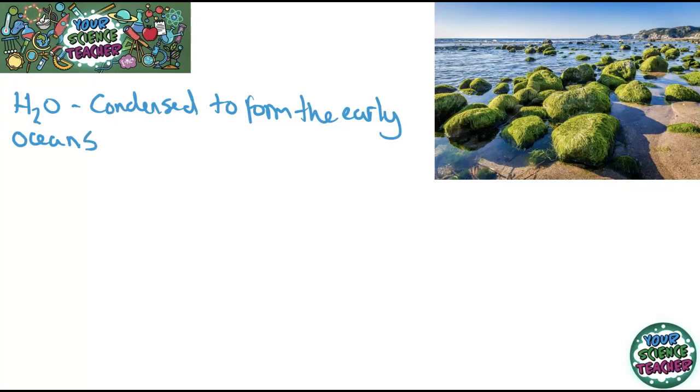So let's have a little look at what happened after. As you know, the early atmosphere contained lots of carbon dioxide, and the water condensing was really key in removing some of that carbon dioxide, because some carbon dioxide dissolved into the oceans. The oceans are actually a massive store of carbon dioxide.